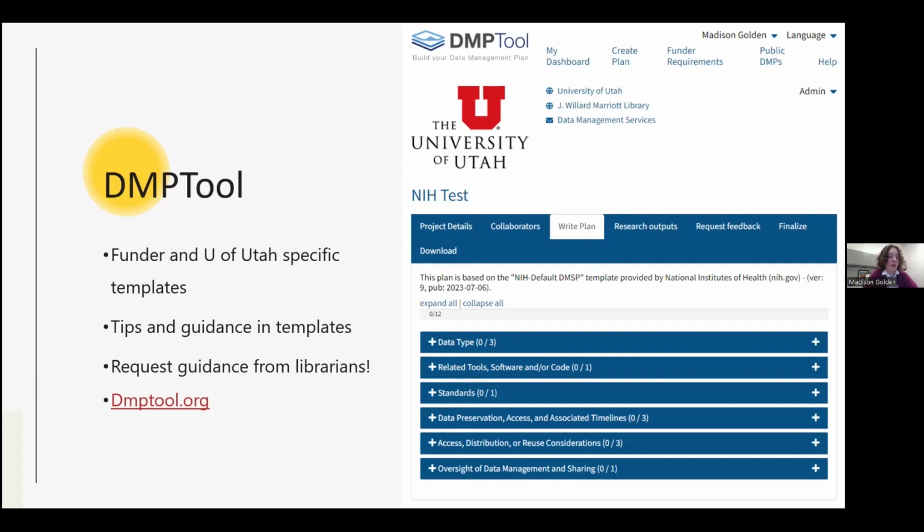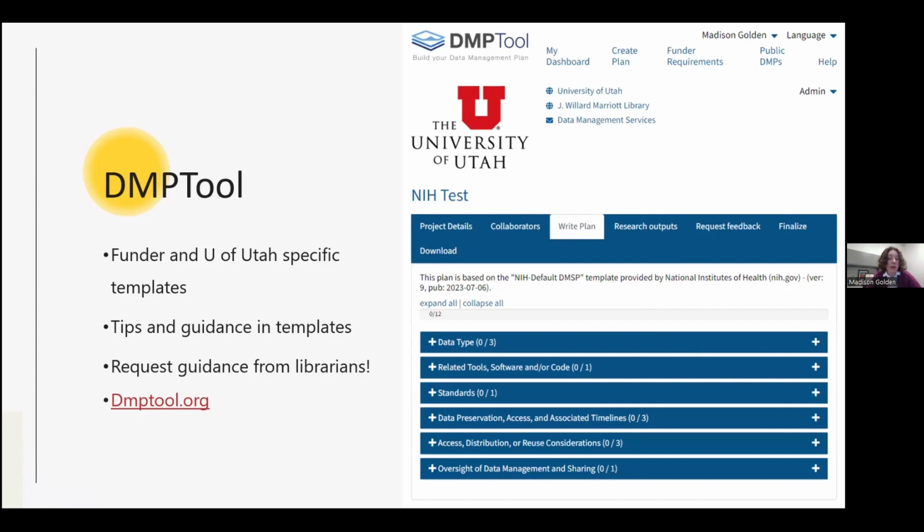So the University of Utah has several templates. There's templates for pretty much every government agency. There's many other universities that have templates on there as well. And you can also see other published data management plans. If you were to have logged in, you would see a button at the top, if you can see my mouse, that says public DMPs right under my name. That allows you to go in and read what other researchers have written about their work.